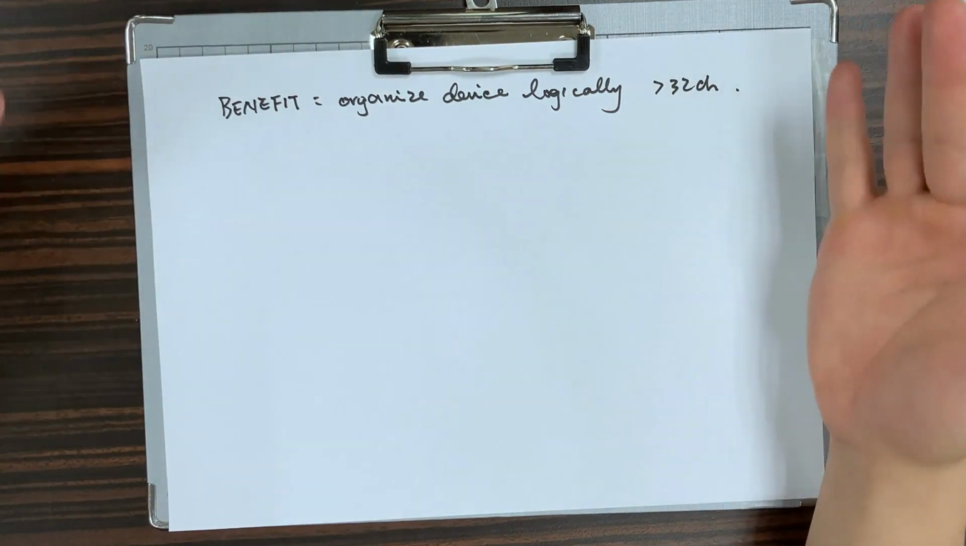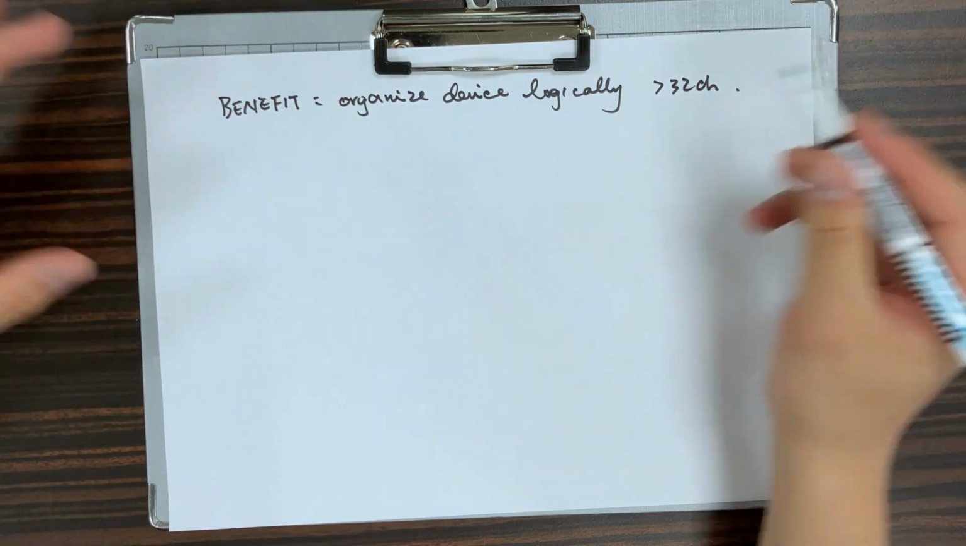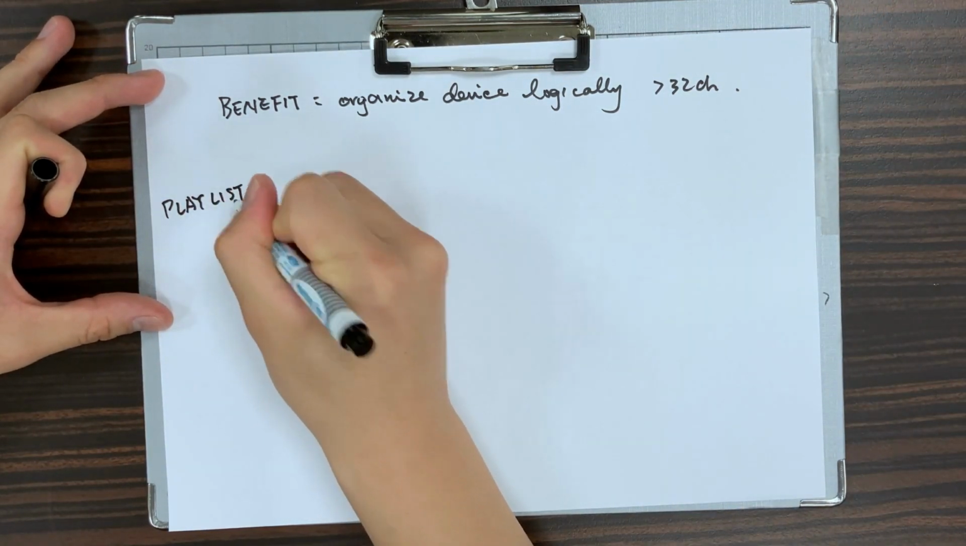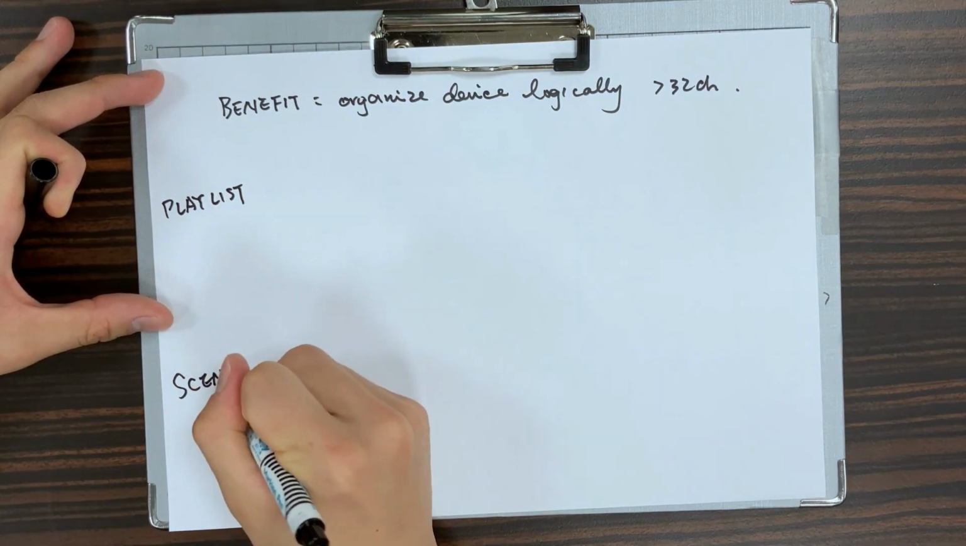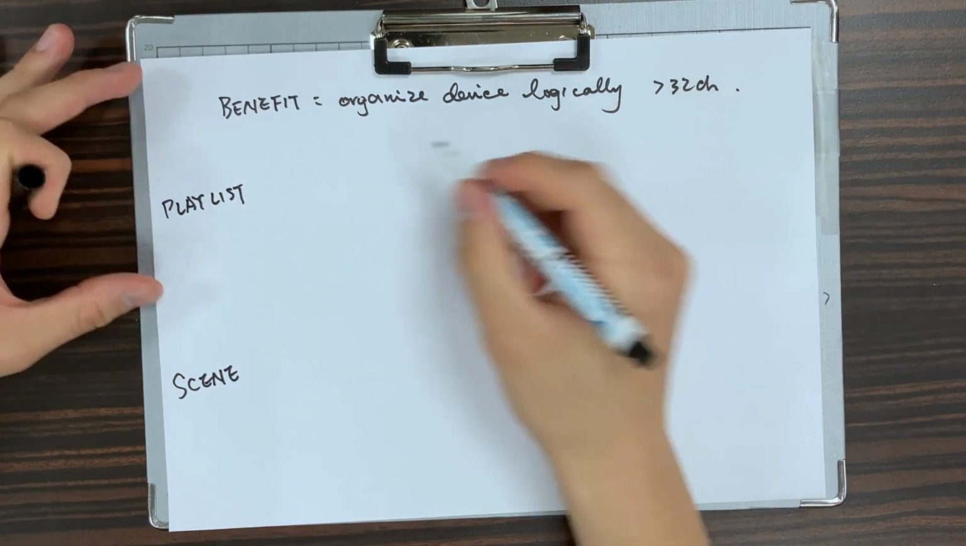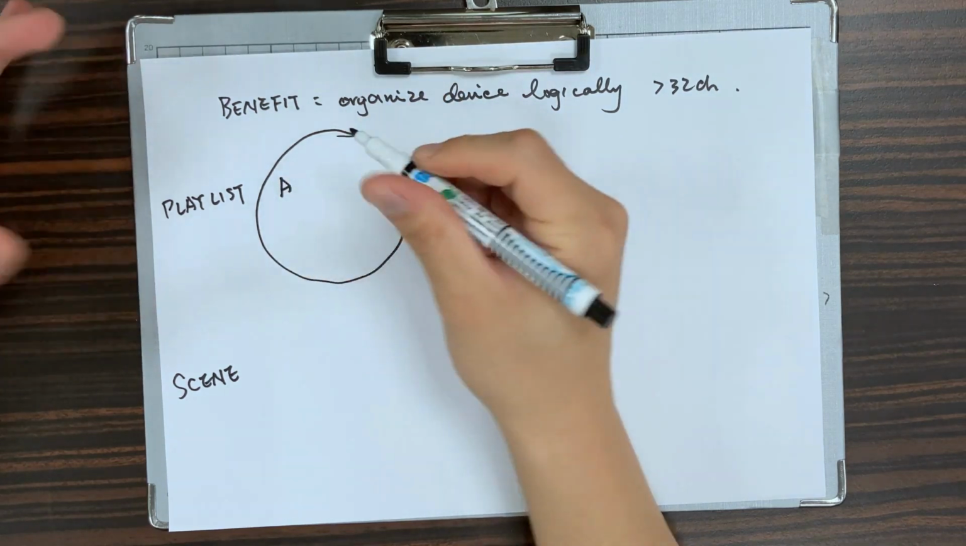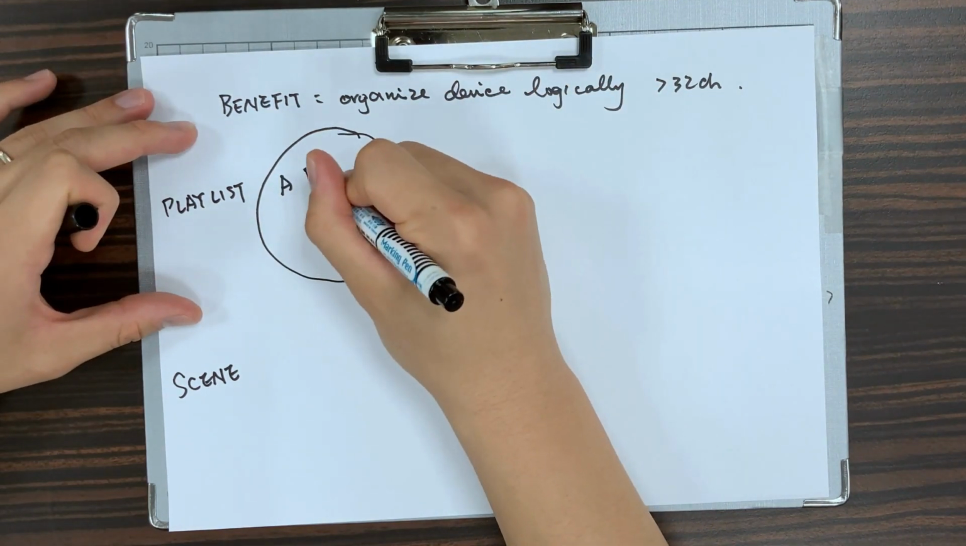Now, to understand what a scene is, we'll use an analogy, and that analogy is a music playlist. So what a playlist is, you have a pool of music and songs. We'll use alphabets to symbolize each single music.